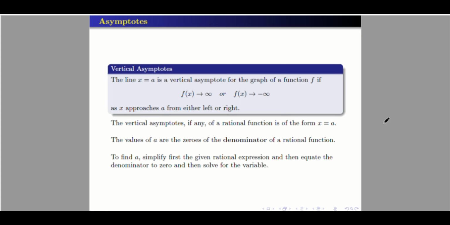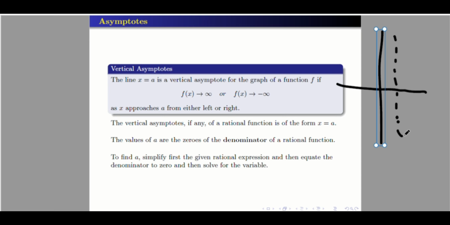So, vertical asymptotes. The line x equals a is a vertical asymptote for the graph of a function f if f of x approaches infinity or f of x approaches negative infinity as x approaches a from either left or right. So say for example, we have an xy plane and we have here our vertical asymptote x equals a.